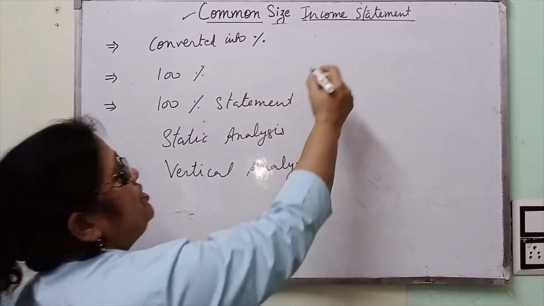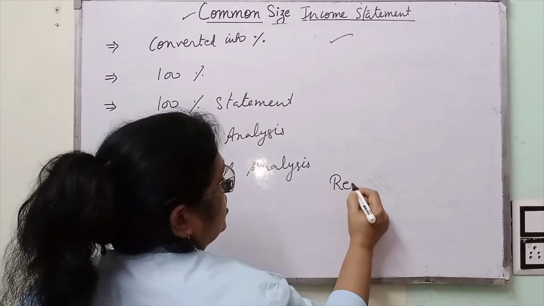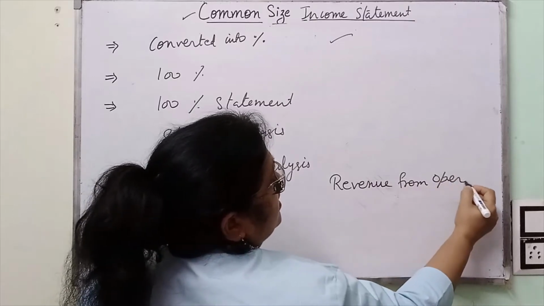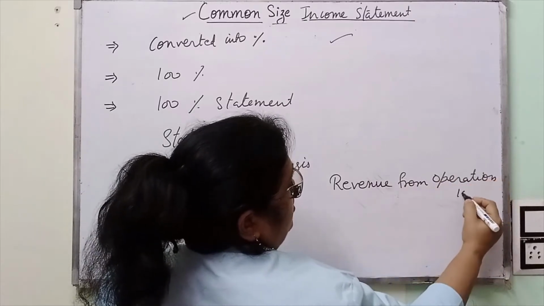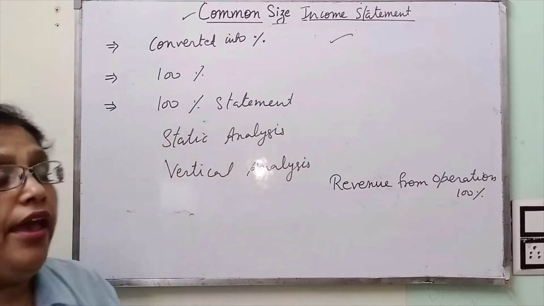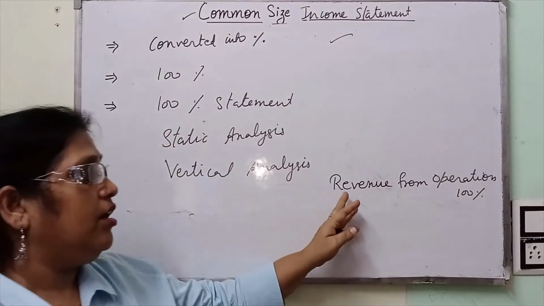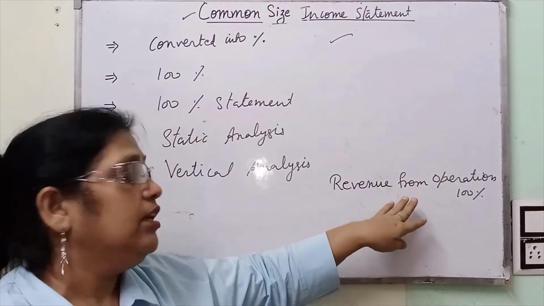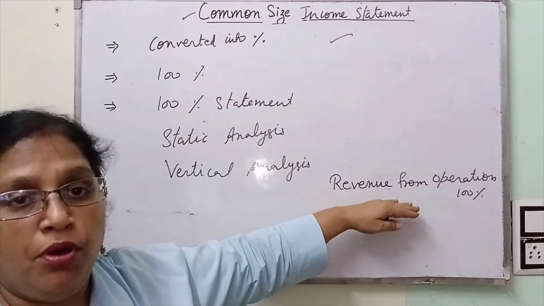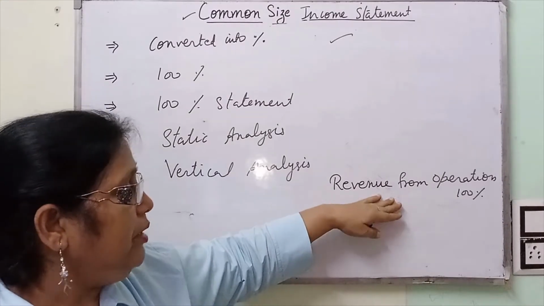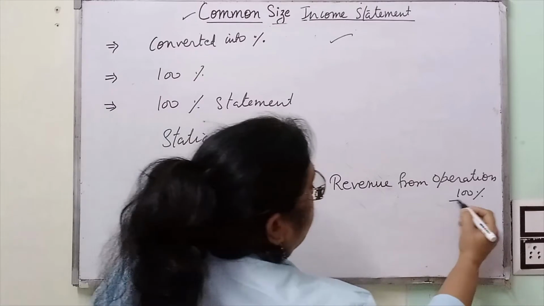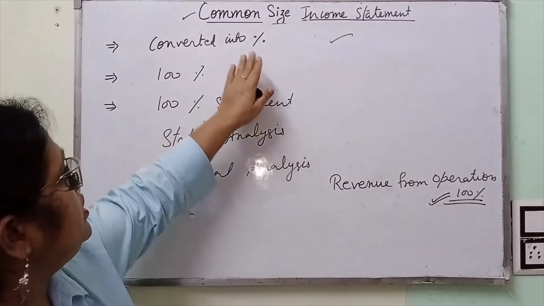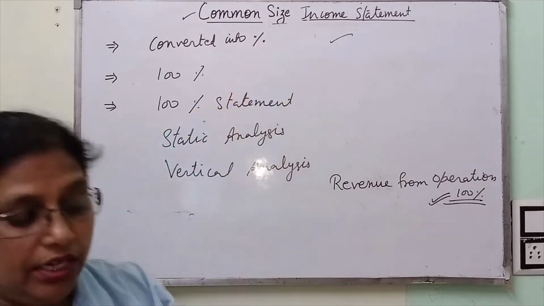In case of income statement, revenue from operation is to be considered as 100%, and other amounts are converted into percentage by taking the base amount of rupees which is mentioned in revenue from operation. It means the common base is revenue from operation. Clear?